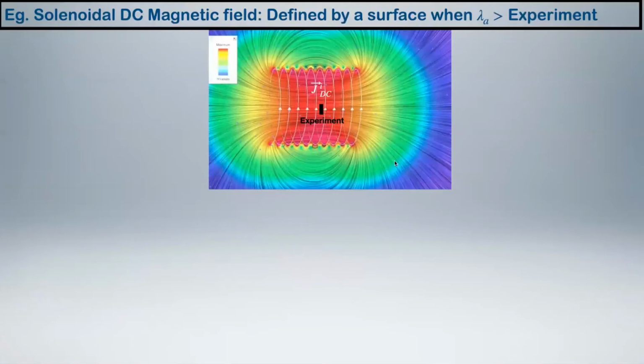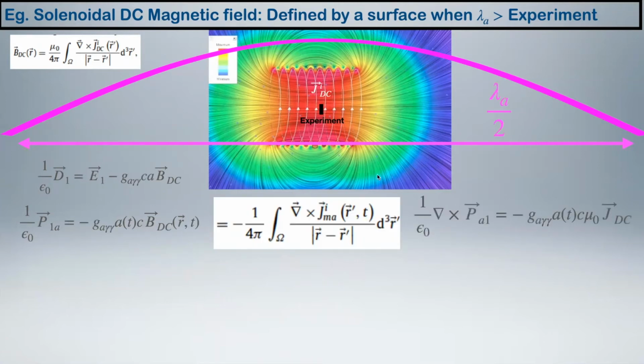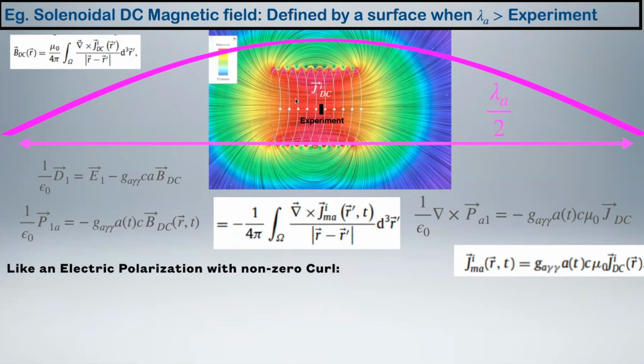There is a surface always defined due to how we create this magnetic field, and that's defined by the current. The axion wavelength is much greater than the experiment. We must take into account this solenoidal description of the magnetic field, and there's this effective polarization because we generate an effective magnetic current along this boundary, which creates this polarization, similar to how you generate electricity in an electret or active dipole antenna. So it's like an electric polarization with a non-zero curl.